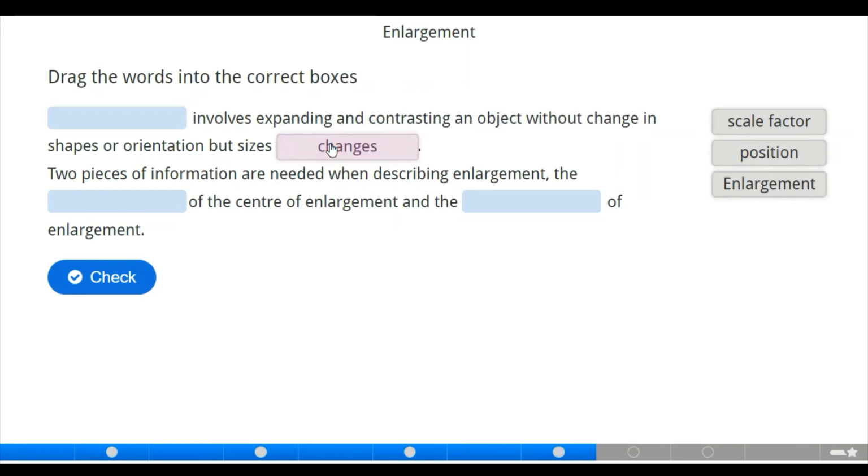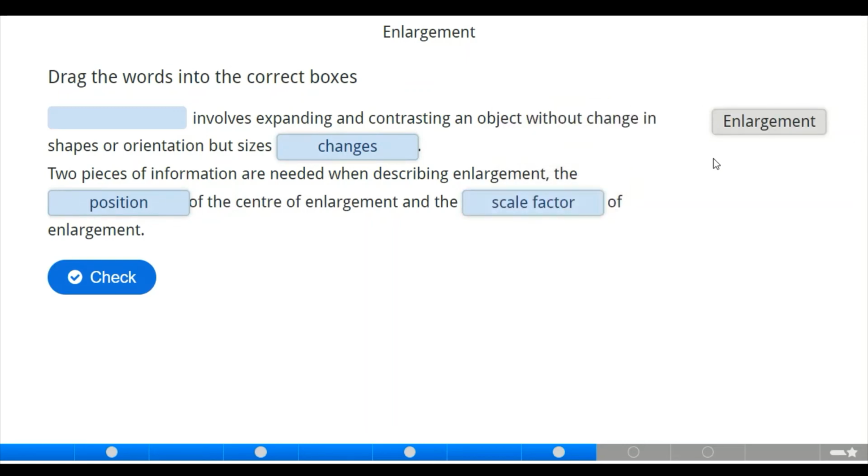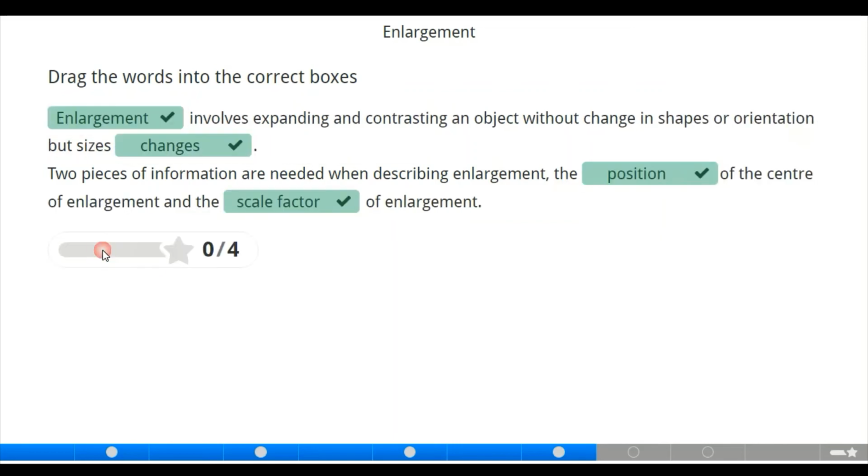So something like a right angle triangle still remains what? It remains a right angle triangle. So two pieces of information are needed when describing enlargement. That is the position of the center of enlargement and the scale factor of enlargement. So the position of the center of enlargement and the scale factor of enlargement must be put into consideration when we are trying to enlarge any given object.